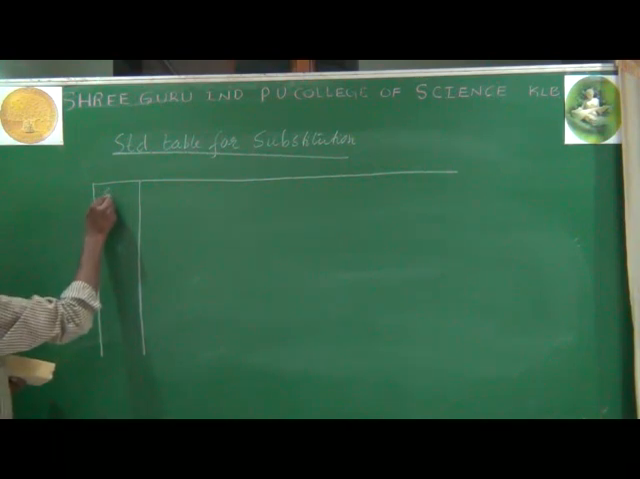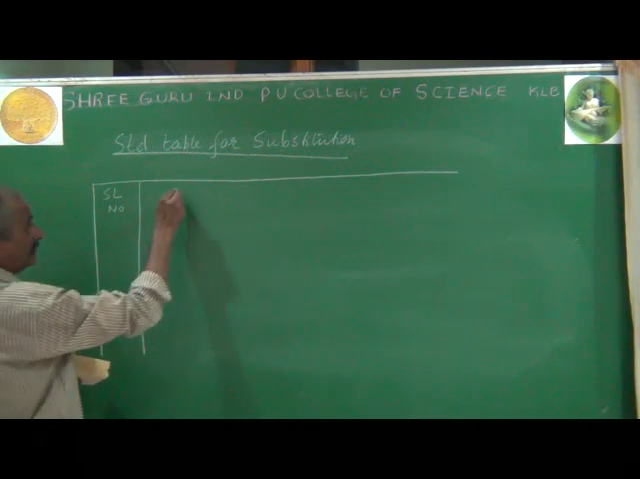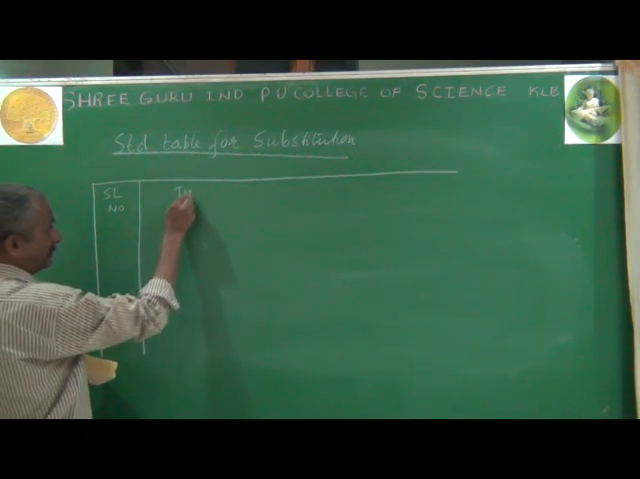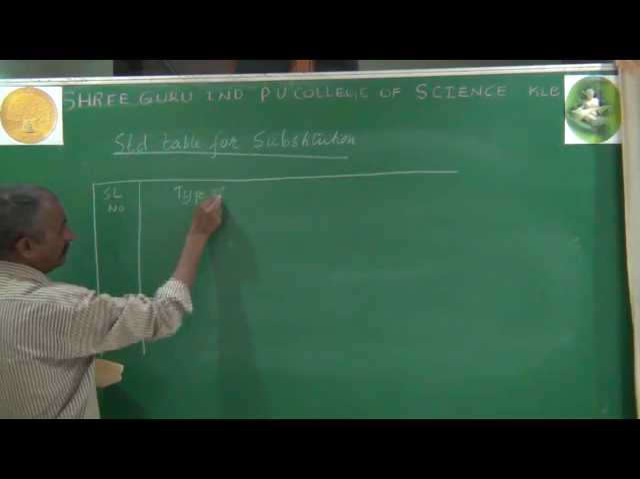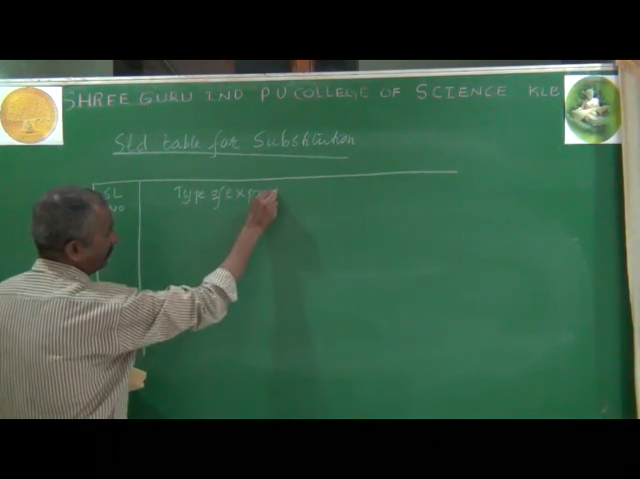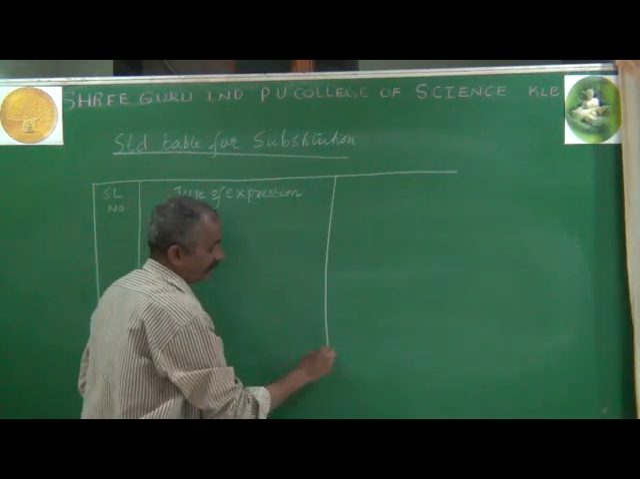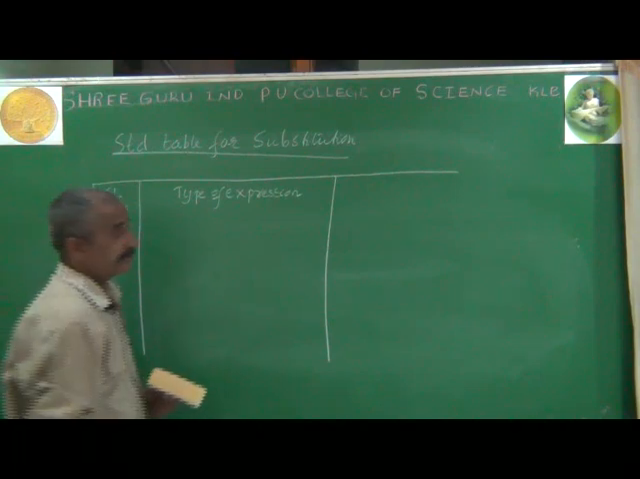First column, serial number. Second column, the type of expression. Third column, substitution.